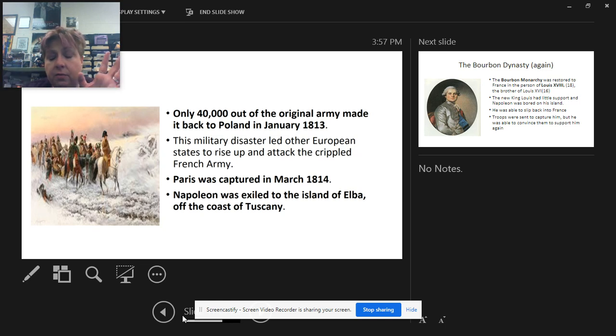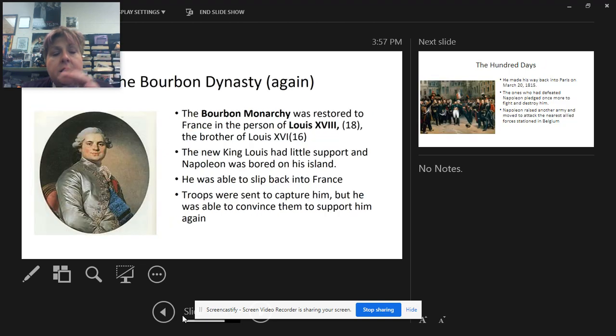So he's exiled there. And because this went so well the first time, we put Louis XVI's brother back on the throne. We put the Bourbon monarchy back on the throne. It's another King Louis, the 18th. We skipped Louis the 17th, remember, because that would have been Louis's son who died in prison. So we have a new Louis on the throne, Louis the 18th. He's about as incompetent as his brother.